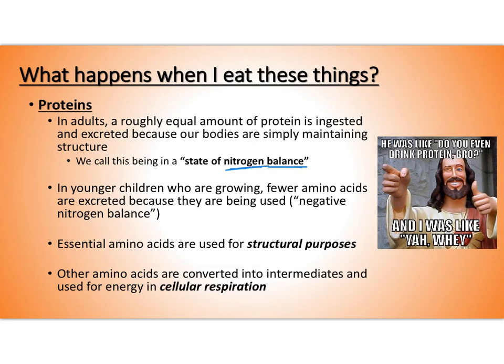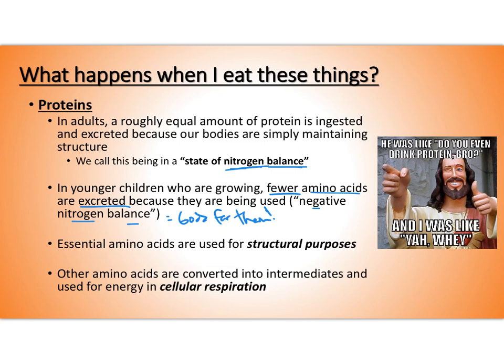So most adults, and actually you guys are getting close to this point as well at your age, are in a state of nitrogen balance, which means you pretty much take in and excrete a roughly equal amount. Now, little kids are different, right? Little kids are growing and developing. So most of the protein that they eat is actually going to get used and incorporated into their body, and you're going to see less amino acid excretion. So we say that little kids are in negative nitrogen balance, but that's a good thing, right? So that's good for them.